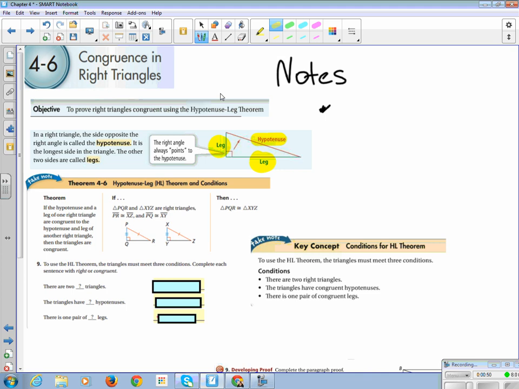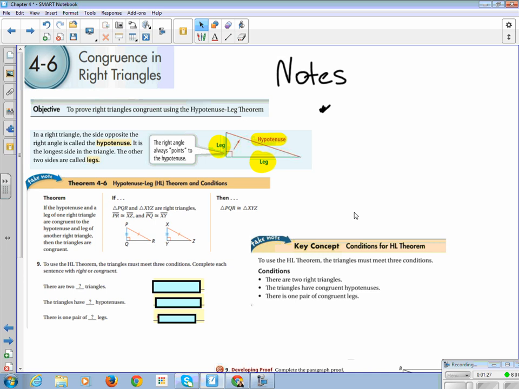Theorem 4-6 says, if I have a triangle and it has the hypotenuse congruent and a side congruent, a leg, then I can say that the triangles are congruent. Alright, so to use the hypotenuse leg theorem, the triangles must meet three conditions.